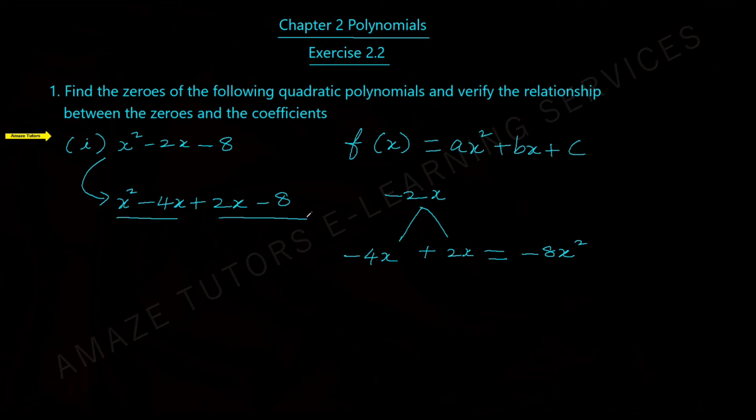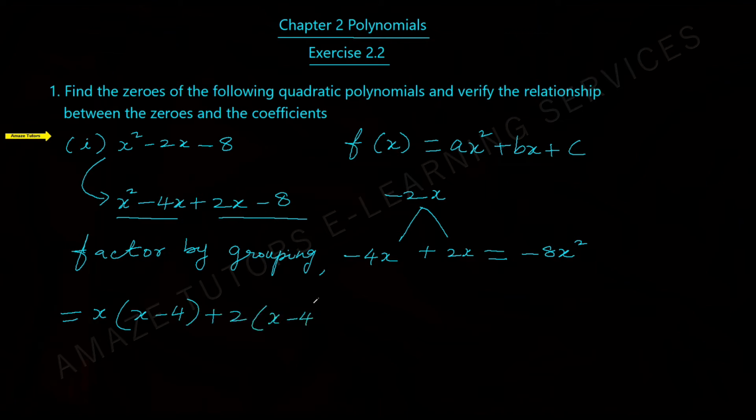Now we can follow factor by grouping. As you know, you can group the first two terms and last two terms. So x squared minus 4x, group them, 2x minus 8. Now take the greatest common factor from each group. What is the common factor between these two? X. Write the remaining terms, x minus 4 plus, what is the common factor here? 2. Again x minus 4.